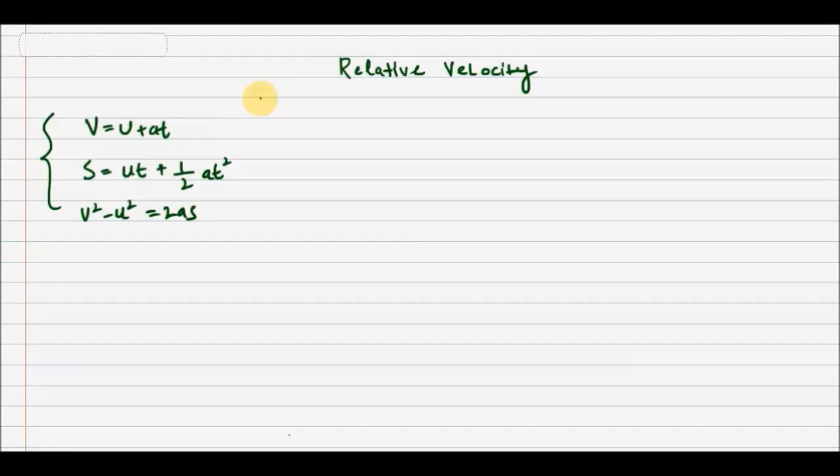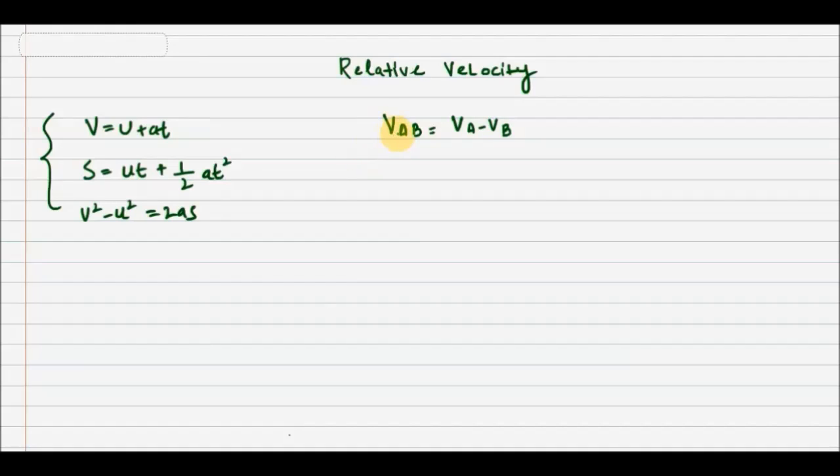Now if we have two objects moving relative to one another, and we are interested in knowing how fast one object is moving with respect to another object, then we use the concept of relative velocity. Relative velocity is the velocity of one object with respect to another object. And the formula for relative velocity is simply that velocity of A with respect to B is written as velocity of A minus velocity of B.